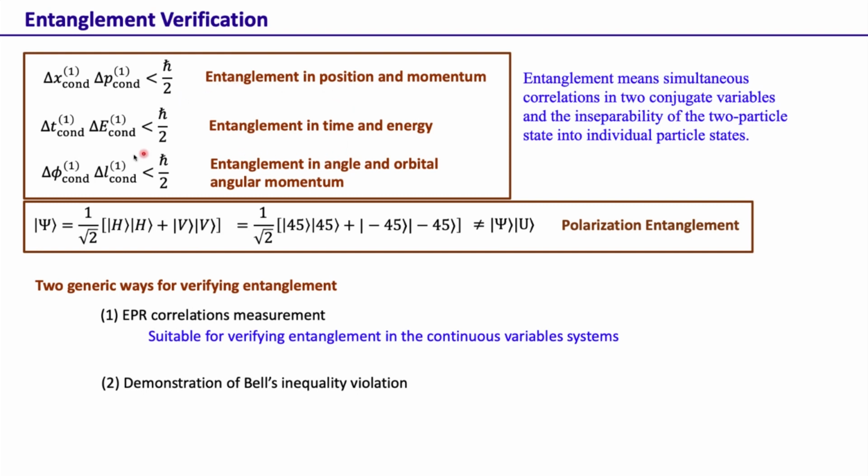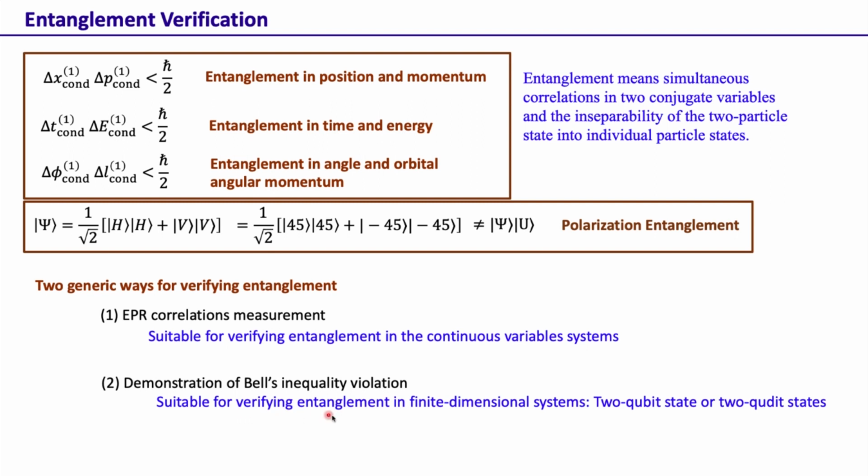Similarly, if we do an experiment and find that delta t conditional times delta E conditional is less than h bar by 2, then we can say it's entangled in time and energy. Now this demonstration of Bell inequality violation is suitable for verifying entanglement in finite dimensional systems. Either it could be a 2-qubit state or a 2-qudit state, where d can be anything other than 2. So for finite dimensional states, Bell inequality is another alternative for verifying entanglement, because for finite dimensional systems we cannot have this uncertainty relation, but Bell inequality will then help us verify entanglement there.